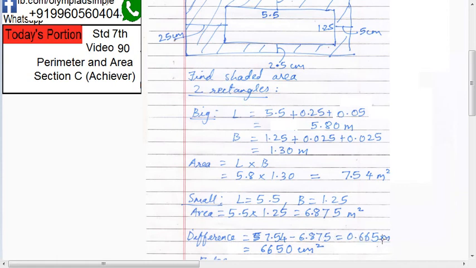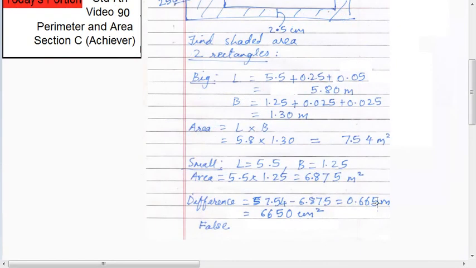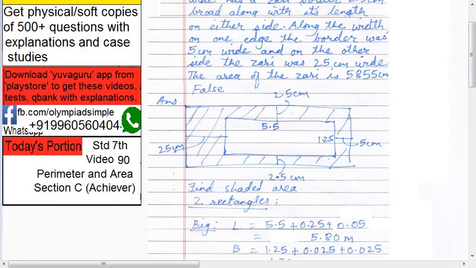Now this is in square meters and the answer given to us is in square centimeters. So square meter to square centimeter, multiply by 10,000, meaning 100 on both sides, 100 into 100 because square. So it is 6650 square centimeter. But the answer given to us is 5855. So the answer is false.